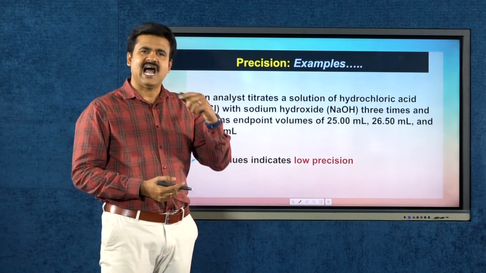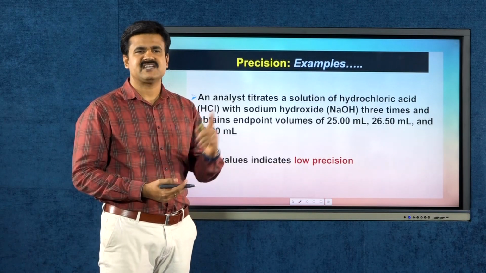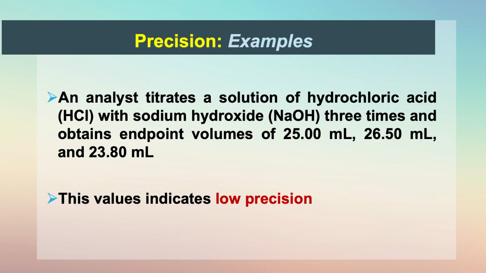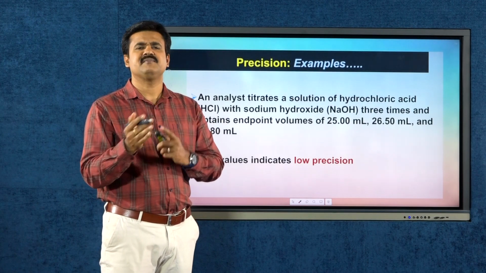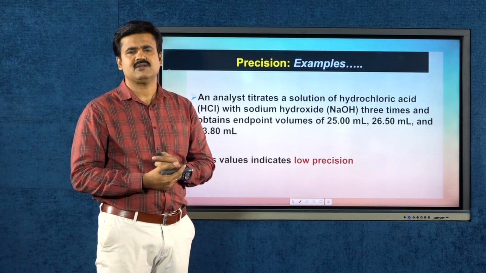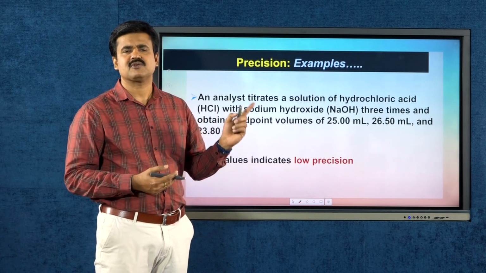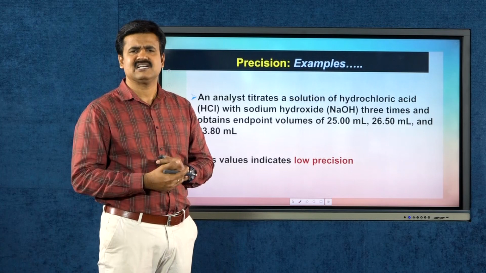Now, another example for precision is here. An analyst titrates a solution of hydrochloric acid, that is HCl, against sodium hydroxide. Here the titration is between an acid and a base, so it is an acidimetry titration or alkalimetry titration, which is part of volumetric analysis. You know the basic concepts.